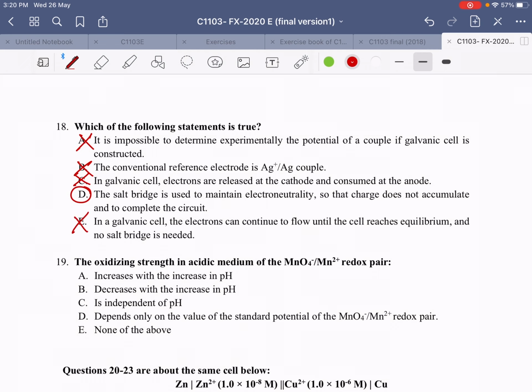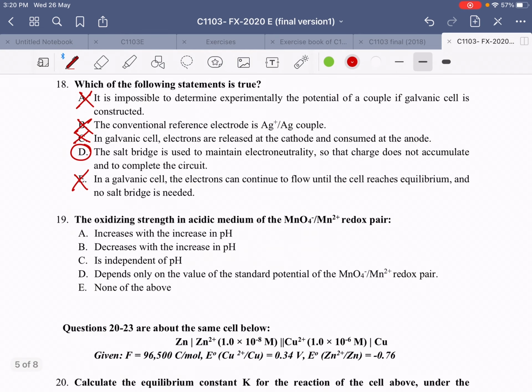هيدي false. Number 19. The oxidizing strength of the couple MnO4 minus, Mn2 plus in the presence of H plus: as pH increases, it increases, decreases, or is independent? أكيد غلط لأنه في عنا H plus بالدق. Depends only on E0 أكيد لا لأنه بركي ال H plus is not 1 molar. So يا A يا B. خلينا نشوف. To do this افترضوا إنه أنتم ما حفظتوا هيدي القاعدة اللي أنا أعطيتكم إياها اللي هي 0.0592 times n divided by n. Let's do the derivation.